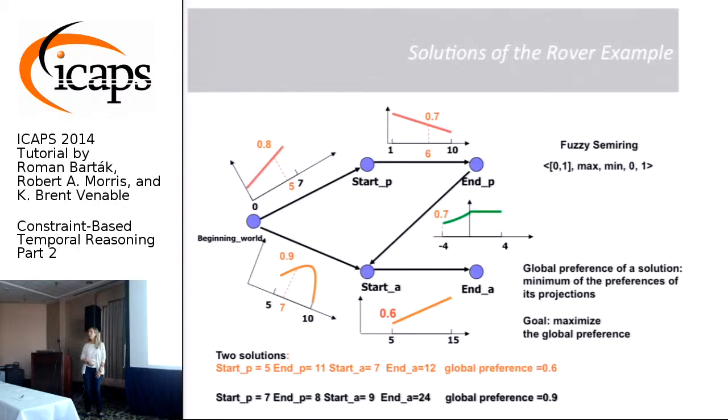We can go up to 0.9, right, by starting our picture at 7, ending it at 8, starting our analysis at 9, and ending it at 24 units of time, okay? So how did I get this preference? I'm also using a nice preference structure, which is called the fuzzy semiring, where the global preference on an assignment is the minimum over all the preferences it gets on all the constraints. So it's a super cautious approach, right? And the best is the maximum. So we're trying to maximize the worst preference that a solution gets over all the constraints.